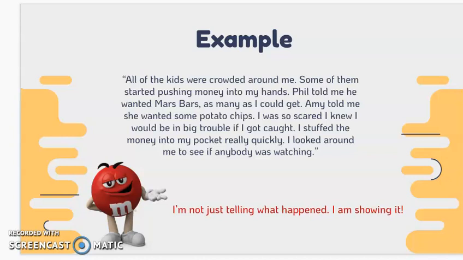So writers, do you see that the way I'm recalling what happened is like it is a movie in my mind? And then I'm storytelling it using small actions and small details. I'm not just telling what happened, I'm actually showing it. And because I added those details and actions, I could picture my story. So usually that means the readers can picture it too.